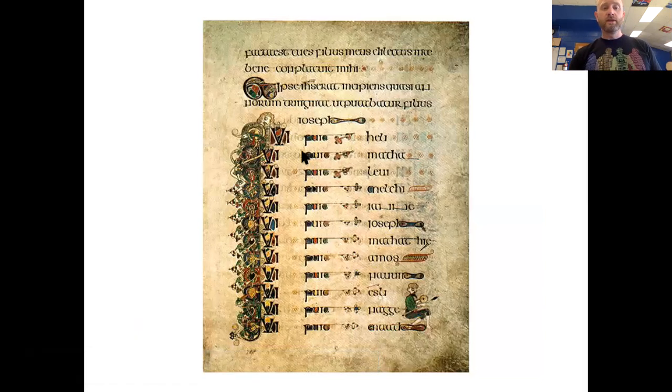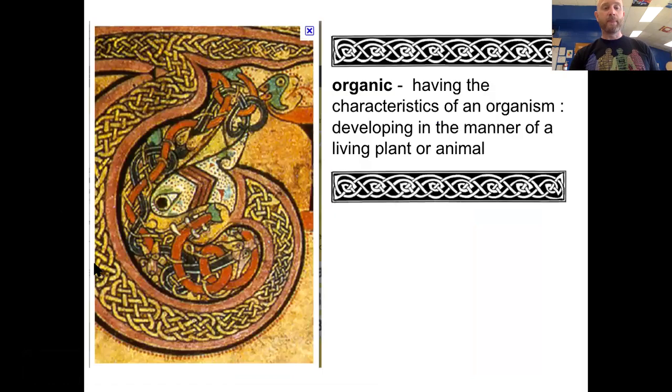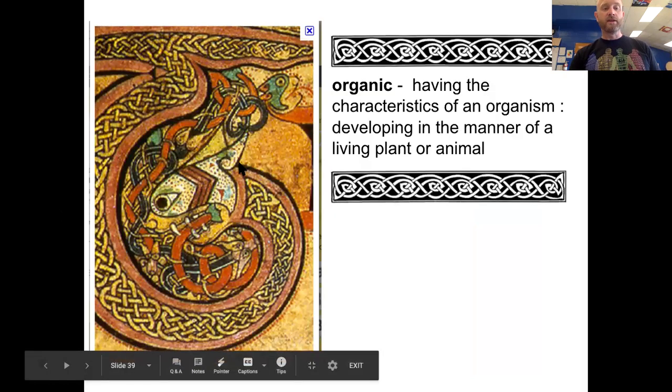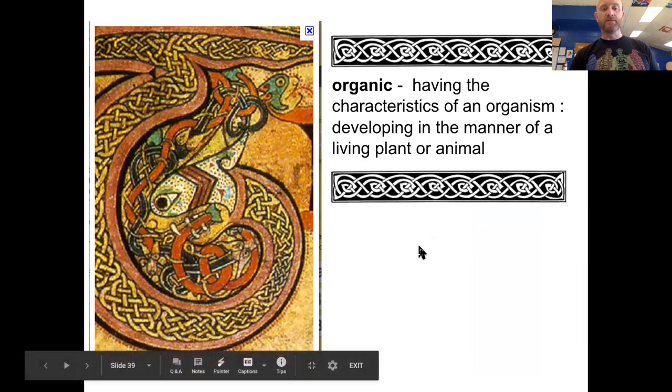More Kells right here. More Book of Kells, all those geometric shapes. Not realistic. People do not look like that in real life. If they do, they've got some issues. More videos, you can click on the links if you want. There's an organic animal portrayed using geometric shapes and repeating patterns. That's what you want to do.